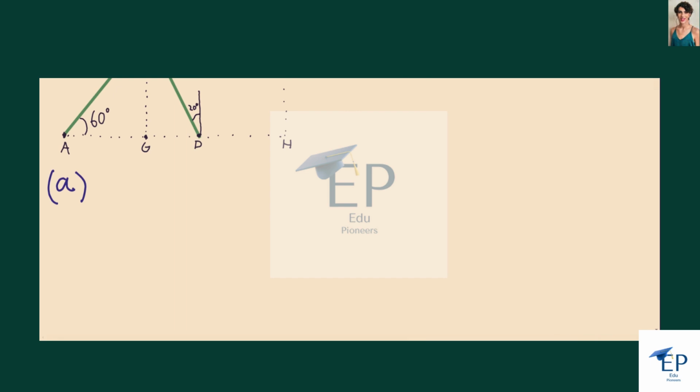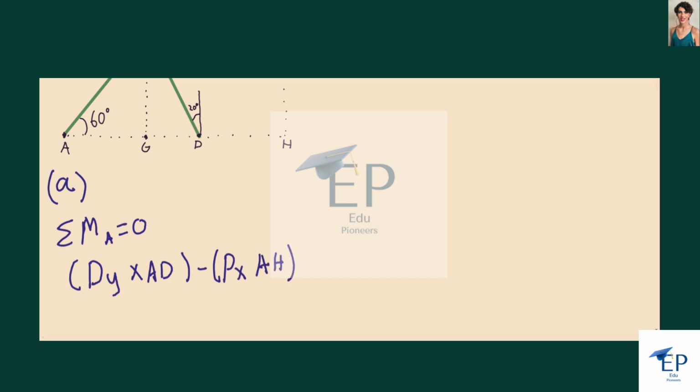we can write that the sum of moments about the point A is equal to 0. And that's going to look like this. So it's going to be D of y times the length AD minus P times the length AH is equal to 0.